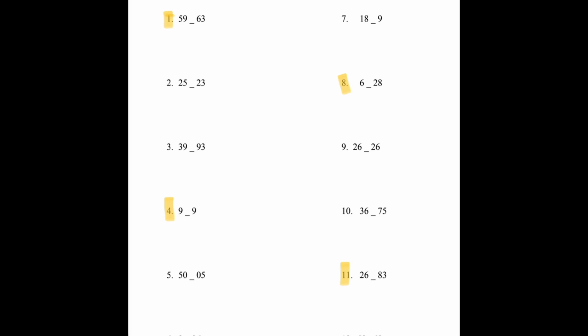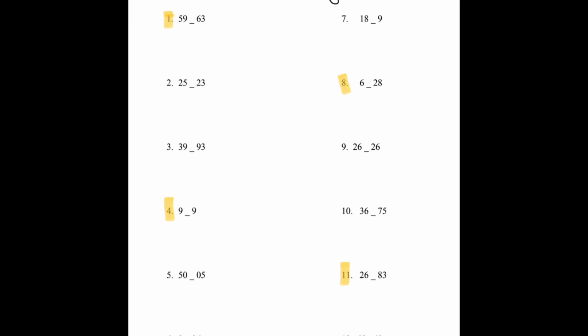So the first one we're doing is greater than, less than, or equal to. How greater than, less than, and equal to work is the mouth. The mouth shows that this number is the greater number and this side is the smaller number. So 59 and 63. We're supposed to find which is the greater number and which is the smaller number.